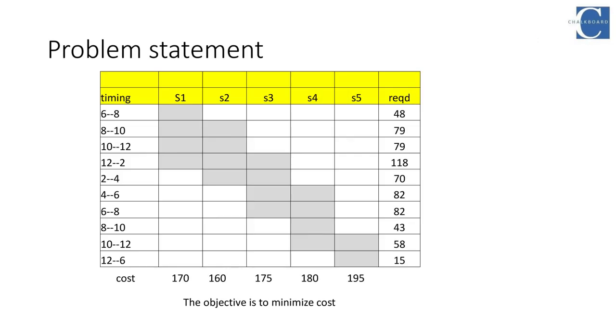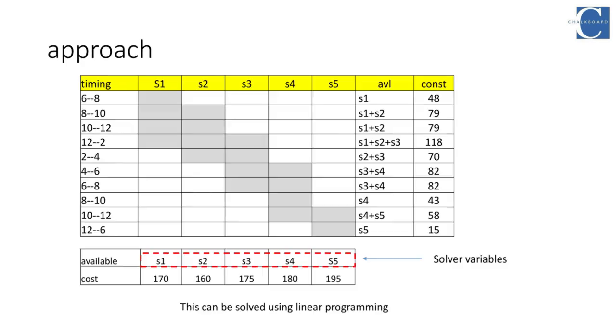In the problem that we will discuss today, the requirement for every 2-hour slot is given for the entire 24-hour period. The objective is to man 5 shifts to ensure that adequate manning is available while minimizing the overall cost. The wages per person per day is given, and it depends on the shift timing.